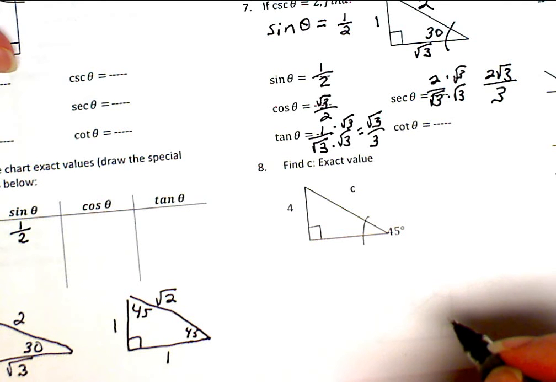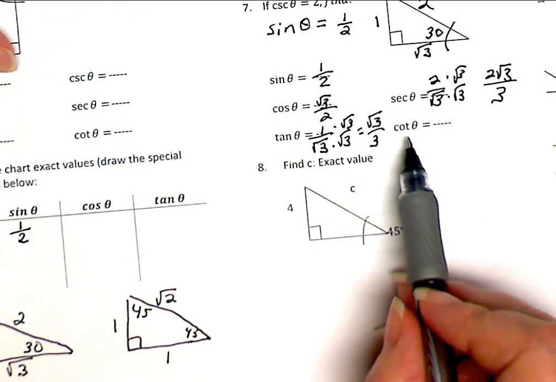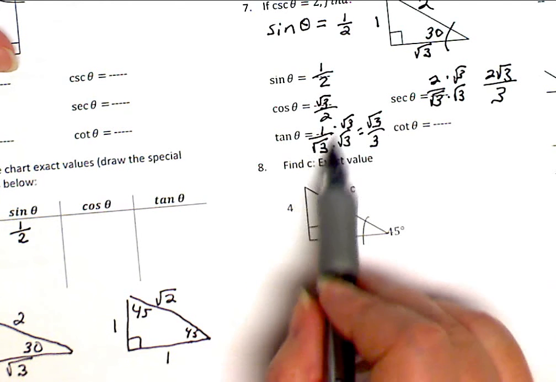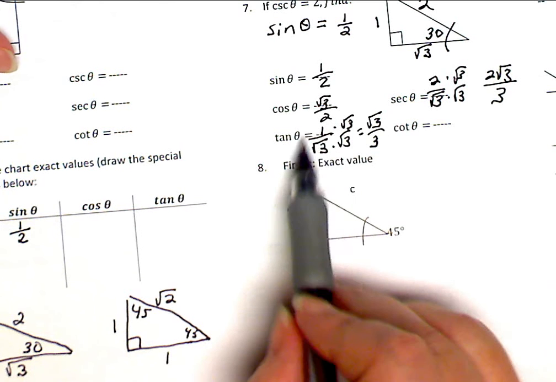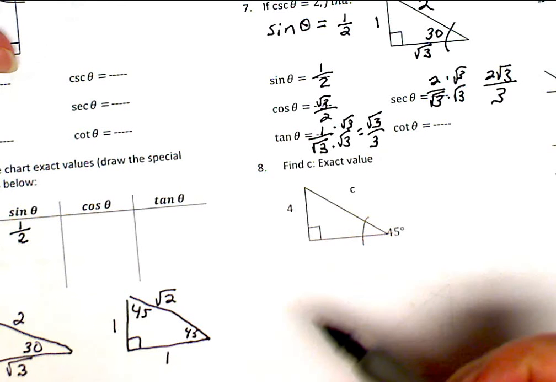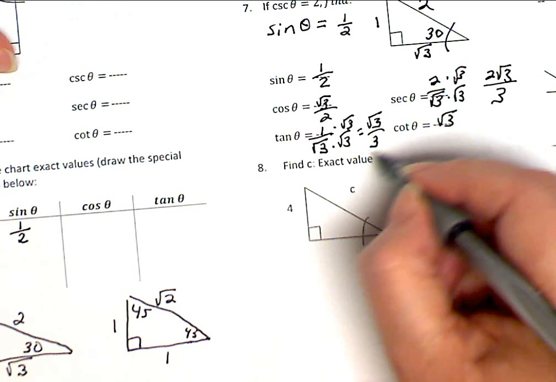Now, cotangent, ladies and gentlemen, is the reciprocal of this. If I were you, I would come back to here and do the reciprocal from before we rationalized. What is the answer to cotangent? Square root of 3. If you do this one, then you don't have to rationalize.